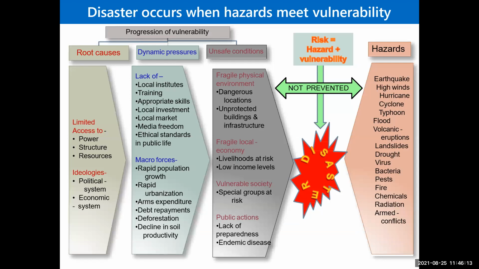This disaster occurs when hazards meet vulnerability. This is the progression of vulnerability. There are three types: root causes, dynamic pressure, and unsafe condition. The root causes mean limited access to power, structure, and resources.